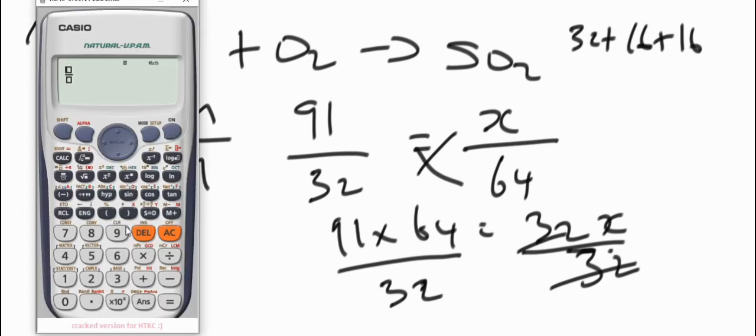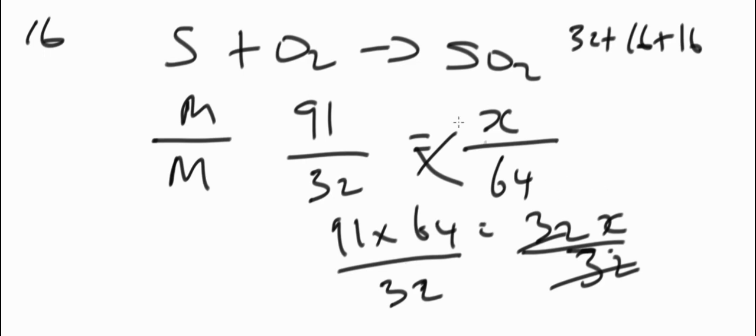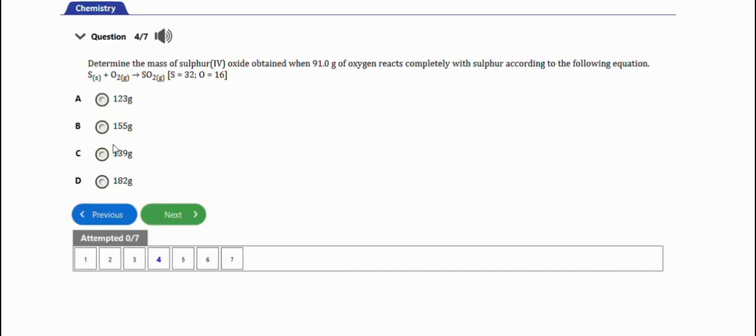So we have 91 times 64 over 32. So we have it to be 182 gram. So the mass of sulfur oxide will be 182 gram. So the right option is option D, 182 grams. As simple as this. Last, before I end this video, let's look at the last question.